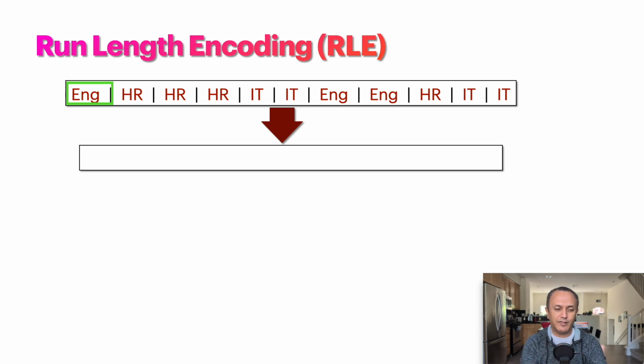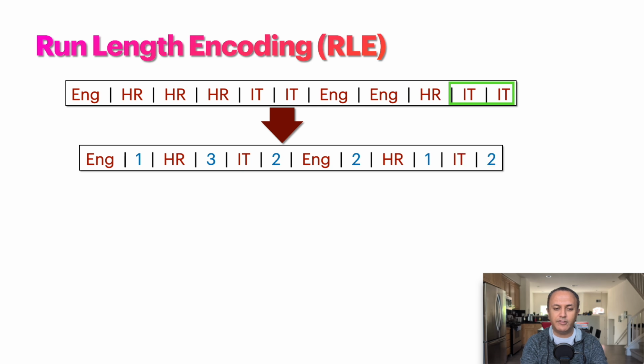So it's going to look like this, engineering and 1, because it's only encountered one time. Next, we have HR repeated 3 times in a row, so this will look like this, HR 3. Next, we have IT repeated 2 times, so we're going to put IT and 2. So basically each value, we put that value once, and then we put the number of repetitions next to it. So same thing, engineering 2, HR 1, IT 2.